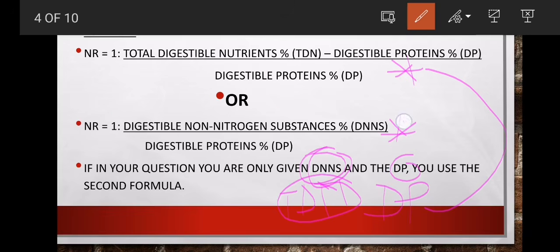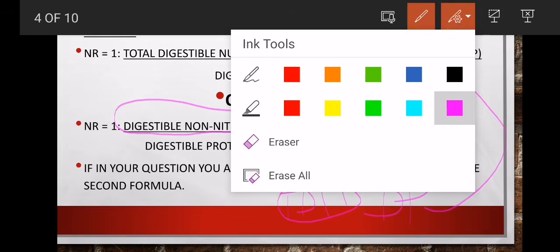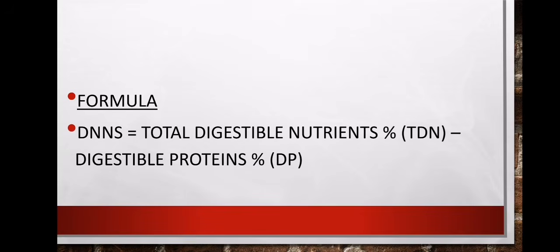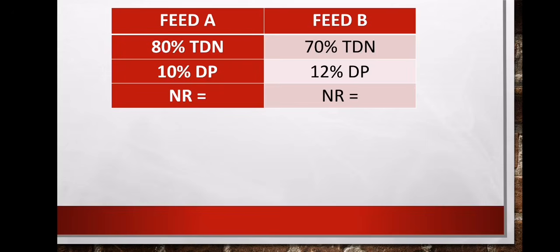Let us look at the formula to calculate the DNNS. These are all the nutrients, excluding what? Excluding proteins. So to calculate the DNNS, we say total digestible nutrients minus digestible proteins. We say the TDN minus what? Minus the proteins or the DP.